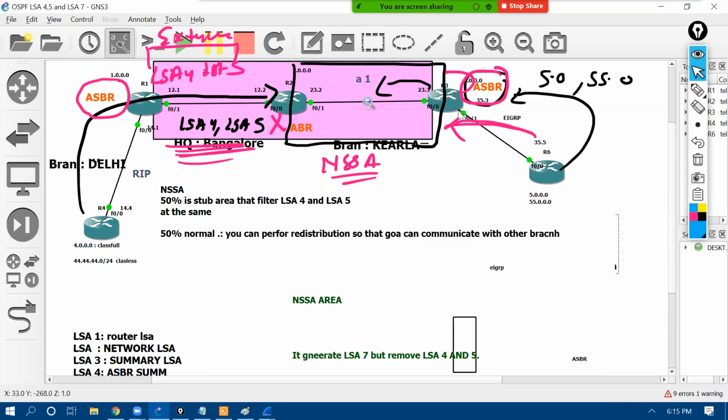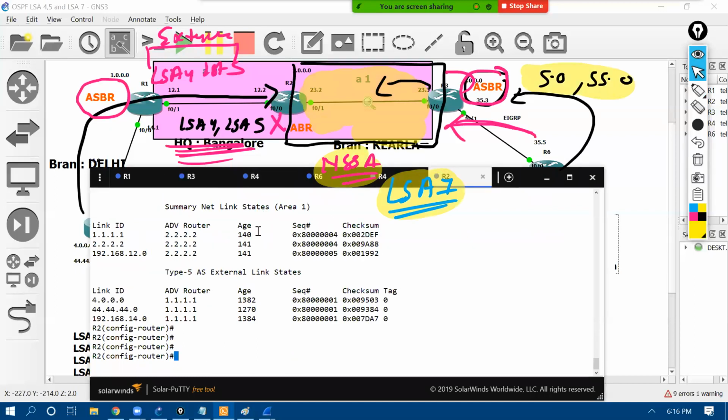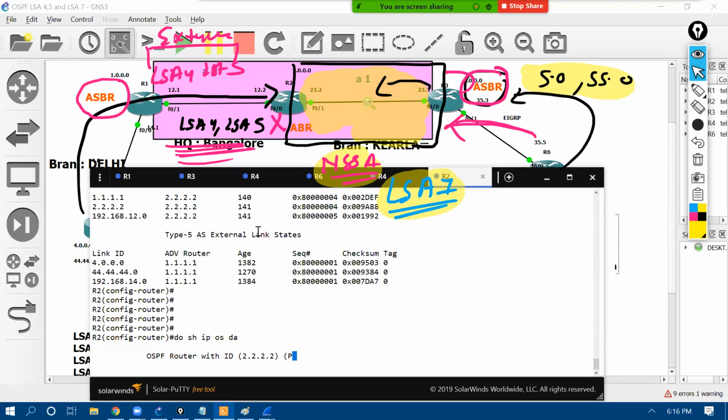So in this case, what happened? R3 is an ASBR router. What is R3 going to do? It will generate a new LSA in the NSSA area, that is LSA 7. So this route will appear in the NSSA area as LSA 7. Go to the R2 router and check. Do show ip ospf database.